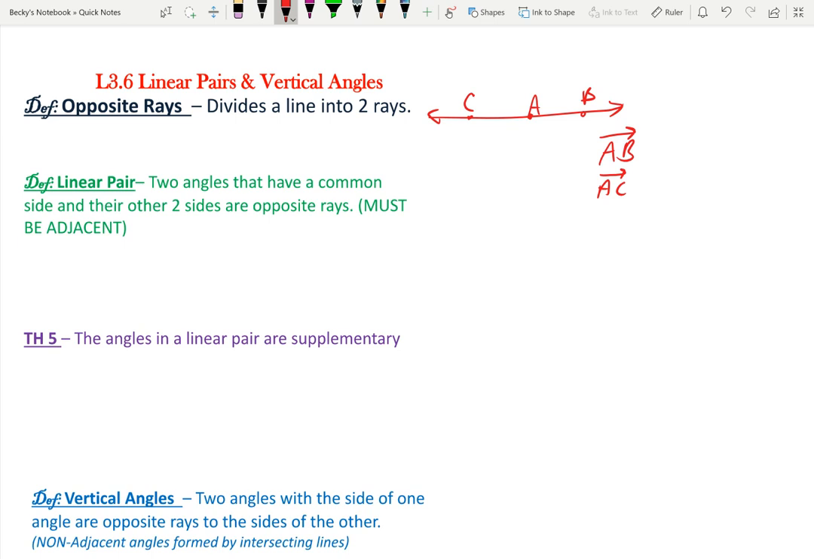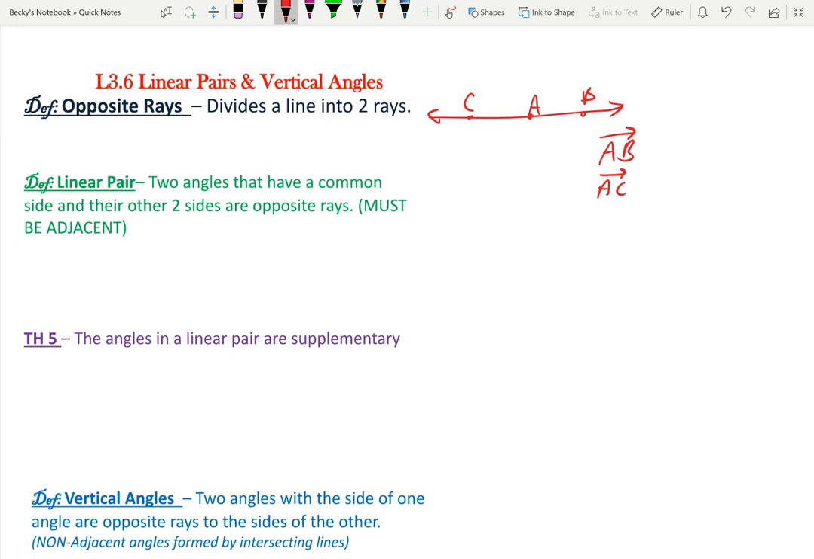Now, what you need to know is that our next definition, a linear pair, is two angles that form a line. So don't make it more difficult than what it is. My definition is just two adjacent angles that equal 180 degrees. Okay, so don't overcomplicate it.